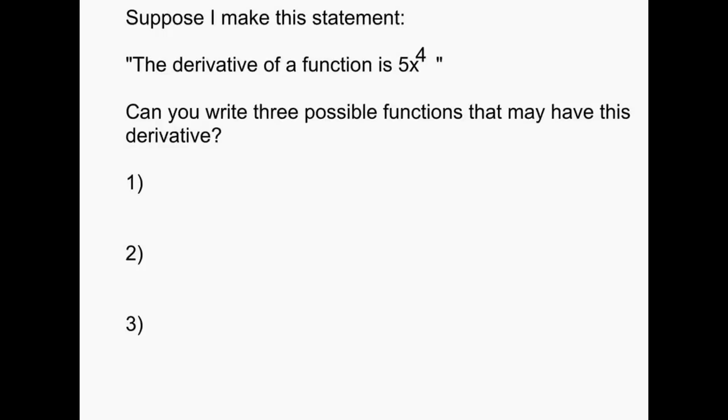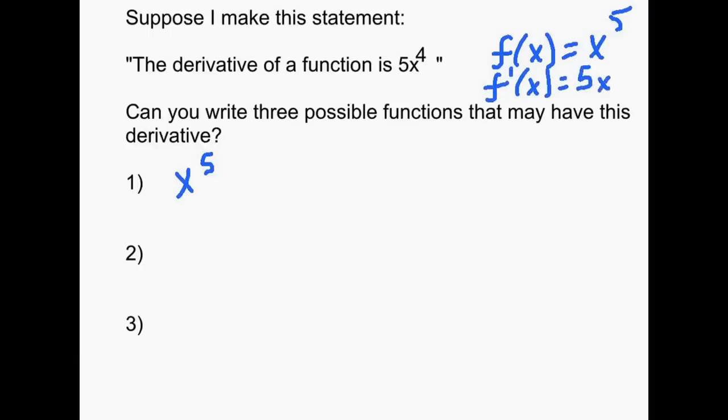Okay, so I know the thinking for this part before we learn any rules is a bit backwards, say, but hopefully you contemplated this a little bit and you came up with, well, x to the fifth would give me 5x to the fourth if I took the derivative. So my original function would be x to the fifth, because if I took the derivative, I would end up with 5x to the fourth.